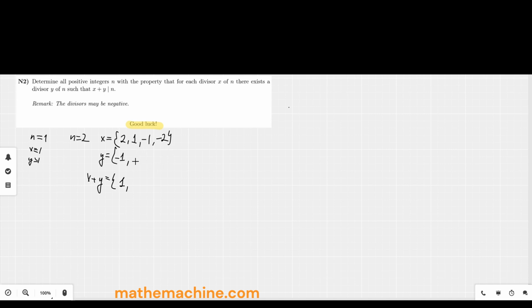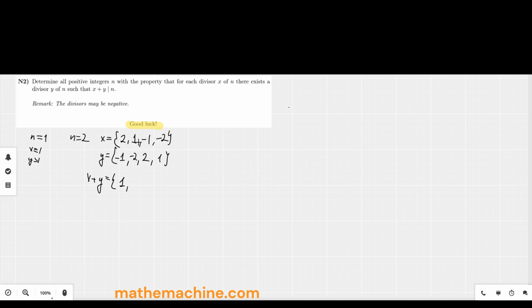So for this one we take negative 2, for this negative 1 we take positive 1, for this negative 1 we take positive 2. For this negative 2, let us take a positive 1. Okay, so this is how it works.